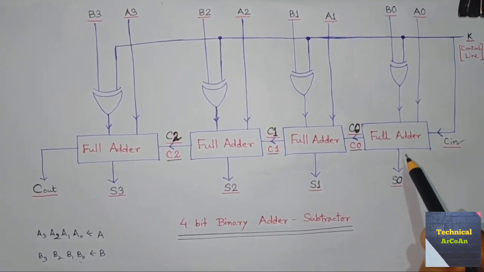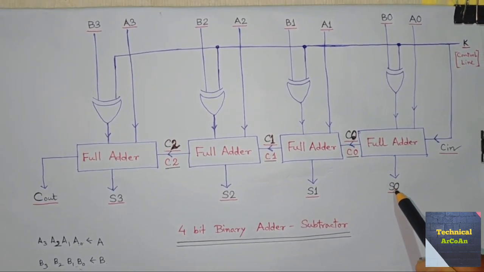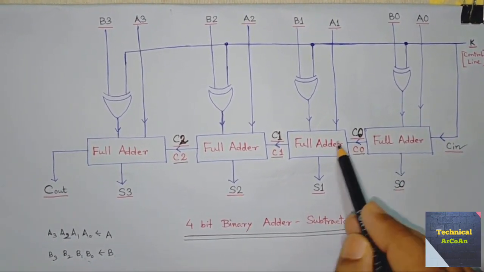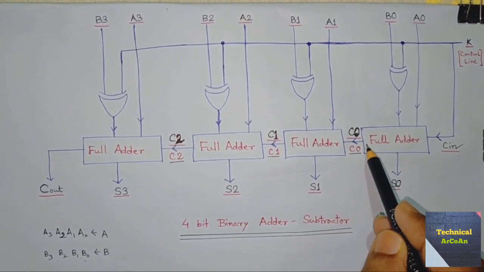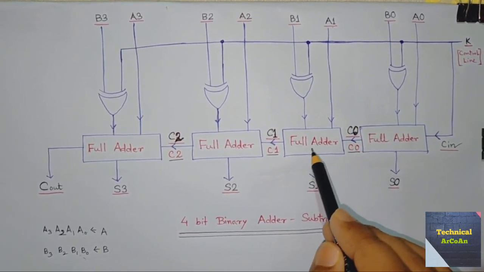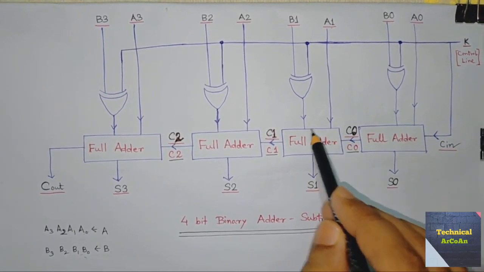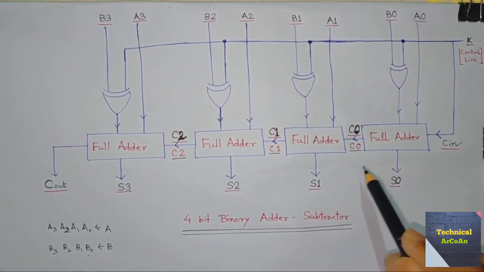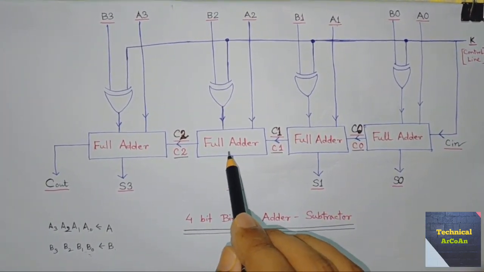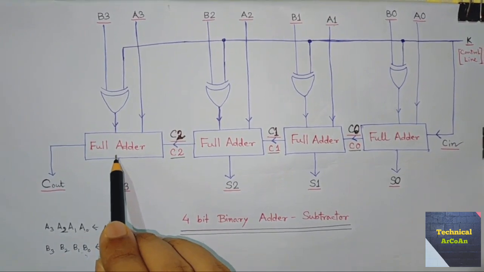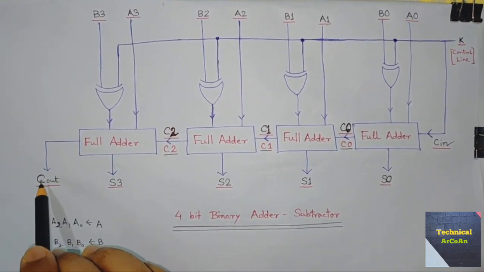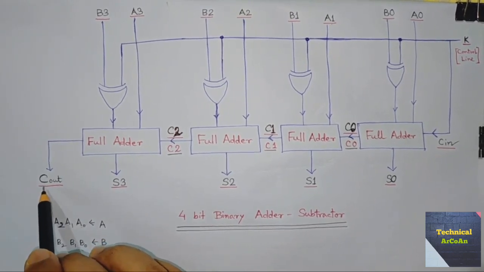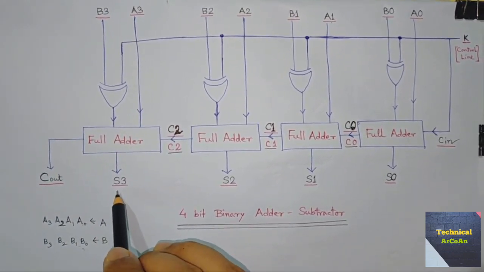And the 2 outputs we already know as far as a full adder is concerned. What are the 2 outputs? One is the sum, represented by S0 for the first full adder, and the other output is C0, the carry. In the same way the second full adder also has 3 inputs, and C1 and S1 are its outputs respectively. The same is the case for the third full adder and the fourth full adder, and at the end the outputs are C out, the last carry, and the last sum S3.